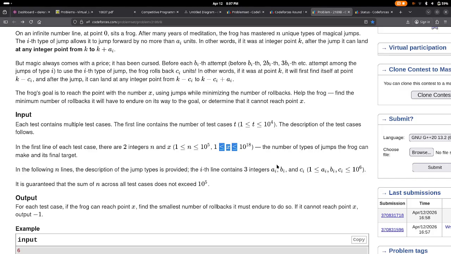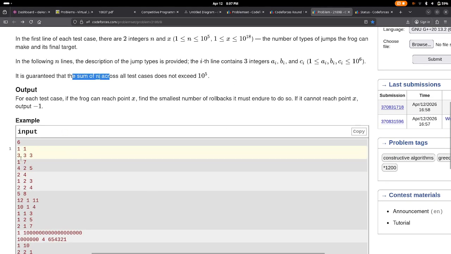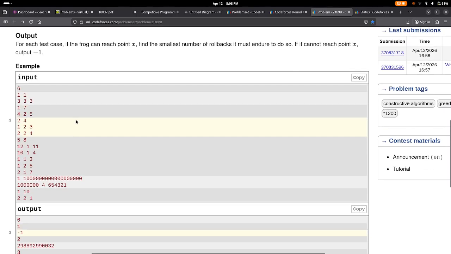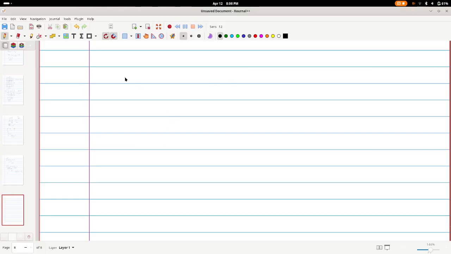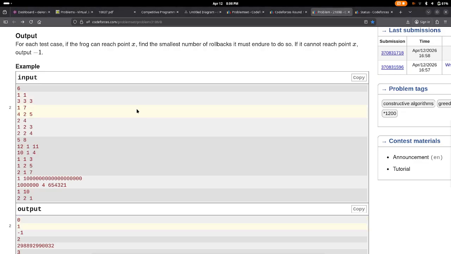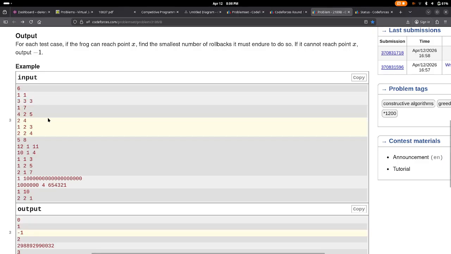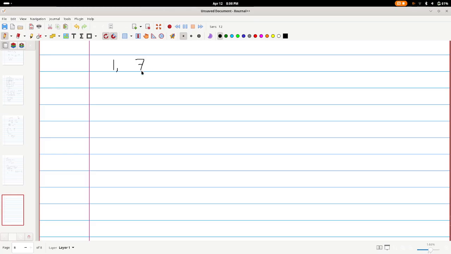So, our task is to find a solution in the range of big O of n log n, as the sum of n across all test cases does not exceed 10 raised to the power 5. Let's have a look at this test case. First of all, before going through the test case, I would like to dry run what is going on. Let's use this test case, 1 7.